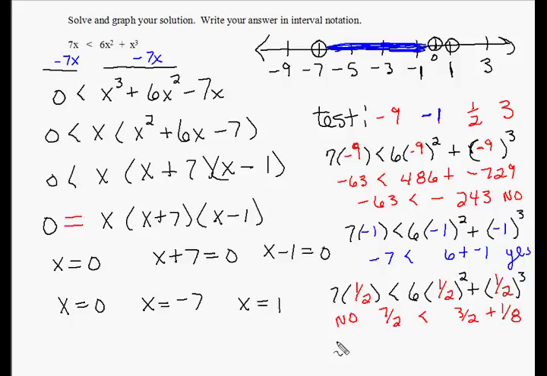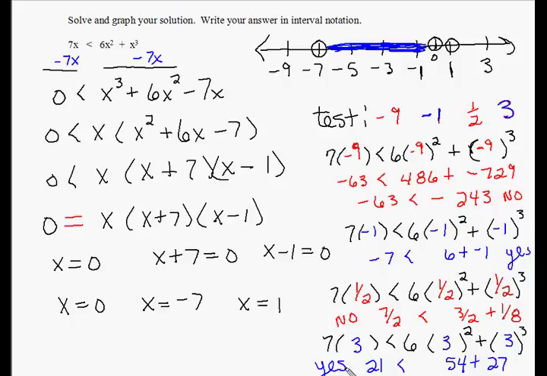We have one last number to test. We need to test positive 3. See if on the other side of 1 those numbers are true. So if I put a positive 3 in the original inequality and clean this up, 7 times 3 is 21. Is that less than 3 squared is 9 times 6 is 54 plus 3 raised to the third power is 27. And 54 plus 27 is 81. 21 less than 81? Very true. Yes, indeed. So that means that we want to shade on the other side of 1.